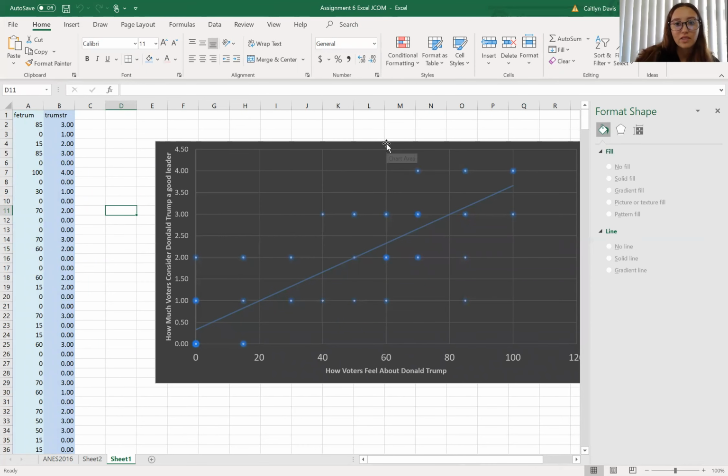I also did not have a title on mine. You probably could have, but I just left it like this. It was clean, easy, simple to read. And that's kind of the end of my assignment here. So I'm going to go ahead and stop this screen share.